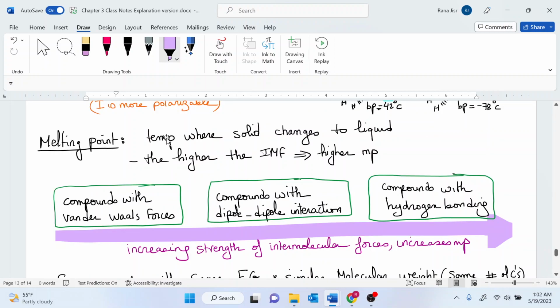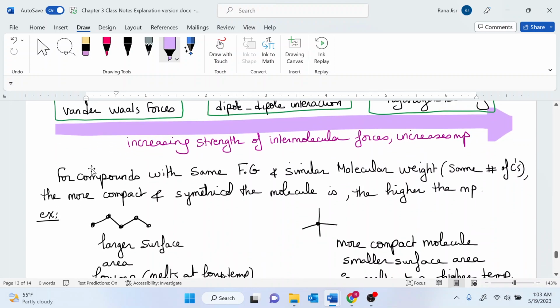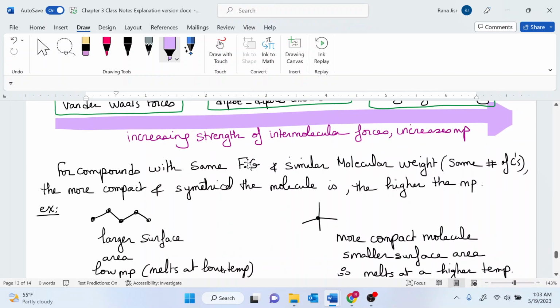Melting point is the temperature where the solid changes into a liquid. It depends on the energy it takes to overcome the intermolecular forces holding the molecules in the lattice. The stronger the intermolecular forces, the more energy is required, so the higher the melting point. This is why molecules that have hydrogen bonding have a higher melting point than molecules that have van der Waals forces. For compounds that have the same functional group, here I'm comparing two alkanes.